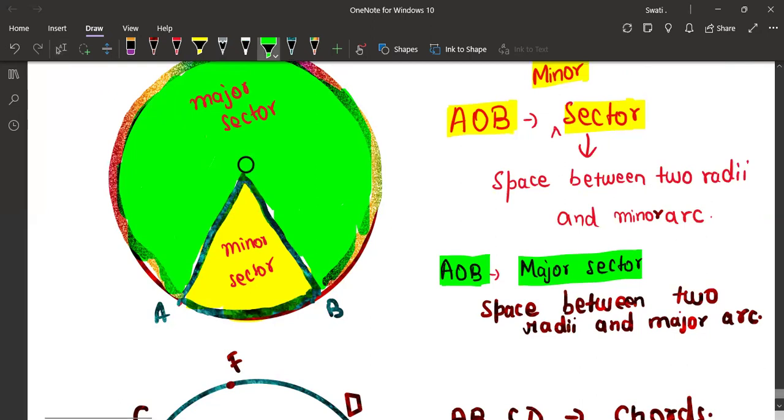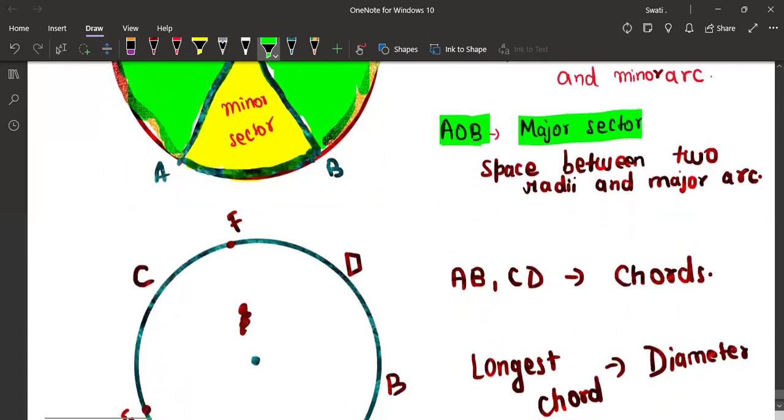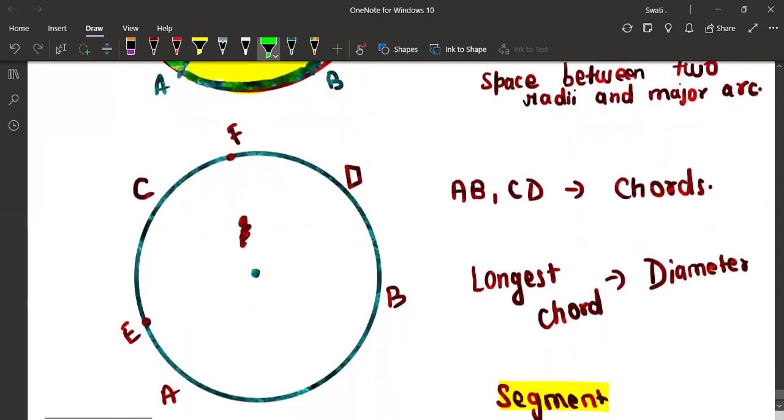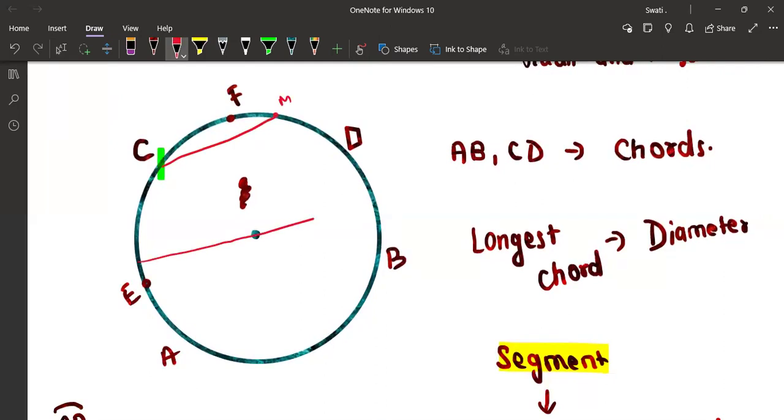Next, we understood about the chord. What is a chord? Chord is any line segment joining any 2 points on the circumference of a circle. For example, if you have a point C here, and a point, let's say M here, then this will also become a chord. The one that passes through the center of a circle is, of course, called a diameter, but that is also called the longest chord of a circle. So diameter is nothing but the longest chord.